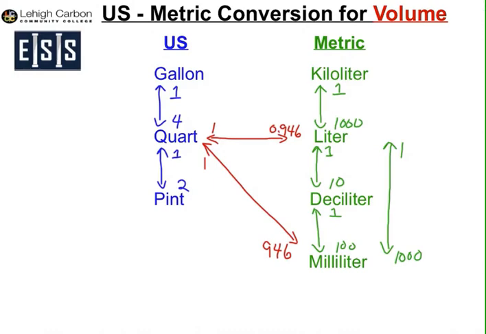So with either of these two factors, you now can convert from the US system to the metric and back the other way if you need to. Now let's take an example of this. Let's say we have 1 gallon and we're asked to convert that to deciliters. Well, first, from gallons you would go to quarts. So in 1 gallon there are 4 quarts.